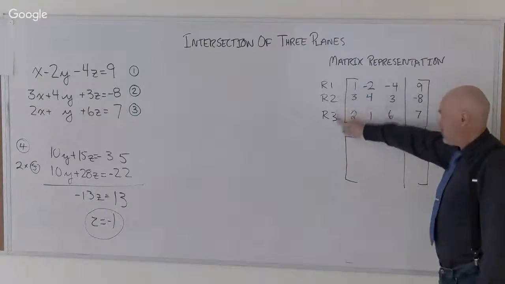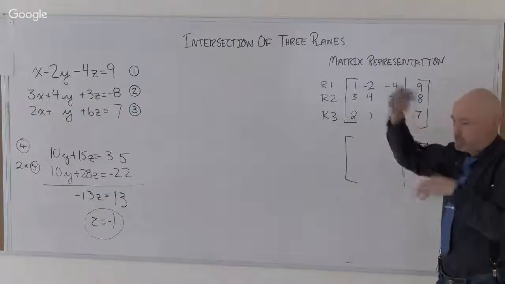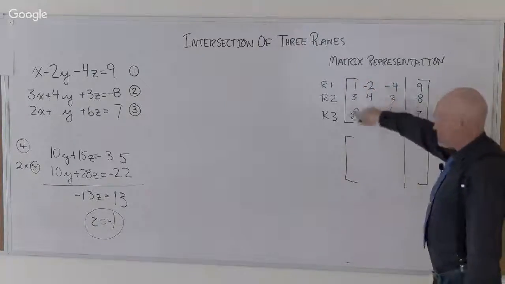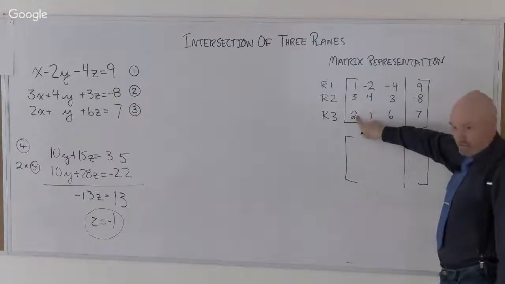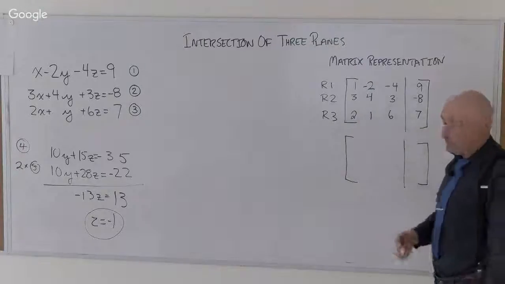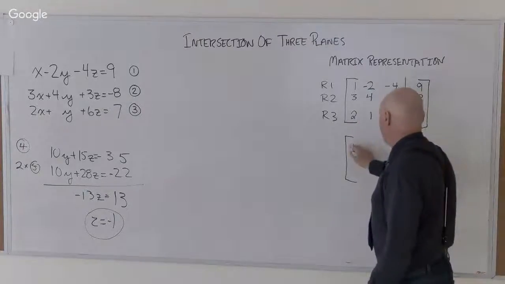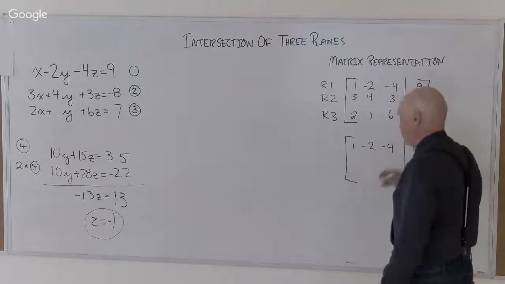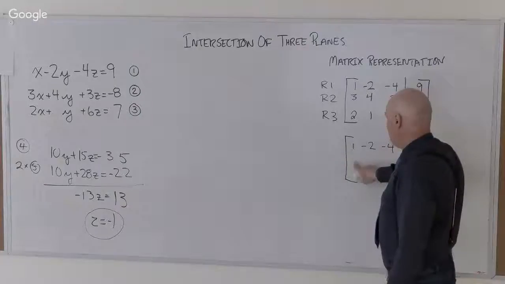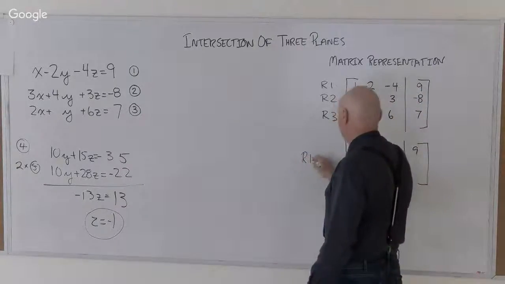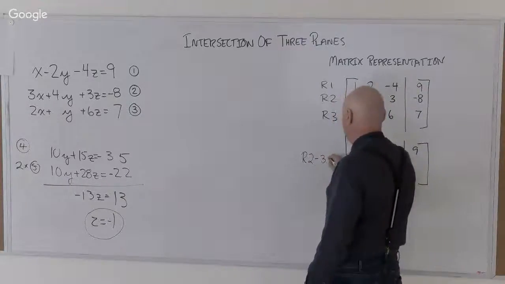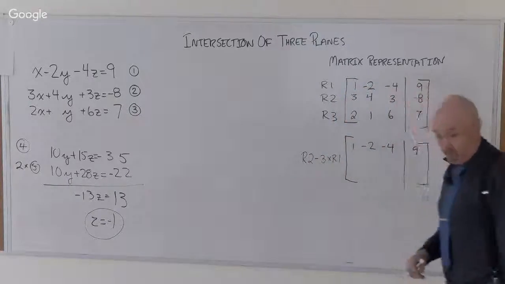Okay, this is row 1, row 2, and row 3. I can like change the order of the rows, right? Put this row up here. Doesn't matter. We are going to start eliminating everything that's over here in the X position until we get these to be zeros, which is no different than before. So 1, -2, -4 is 9. But what I'm going to do to make this next row is take row 2 and subtract 3 times row 1. Same as I did before.